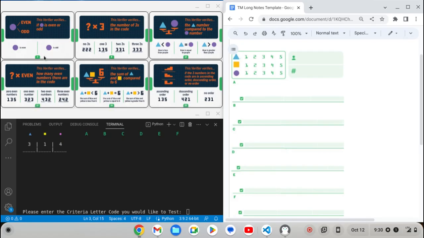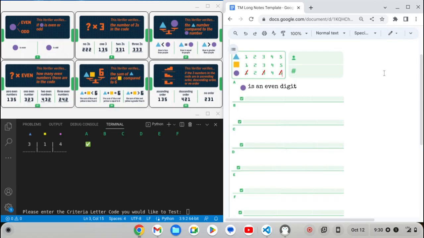So the first thing I'd like to test is criteria card A. Okay, so the Turing Machine approves of my choice for circle. I did choose an even 4, and the Turing Machine confirms that yes, the value of circle is an even digit. So let's go ahead and type that up in our notes in section A. And we'll say that circle is an even digit. And since it is even, well, we can cross out all 3 odds. So 1, 3, and 5.